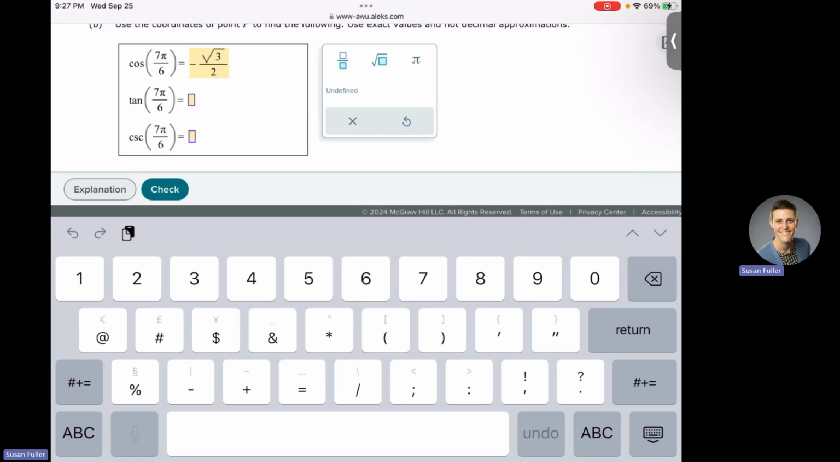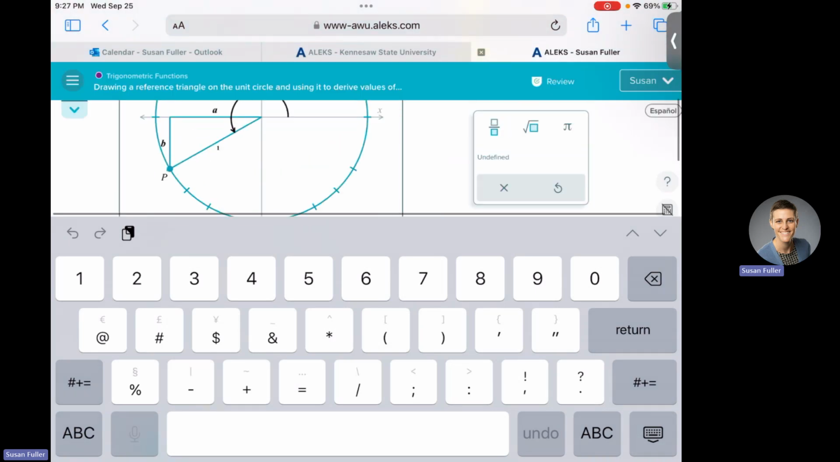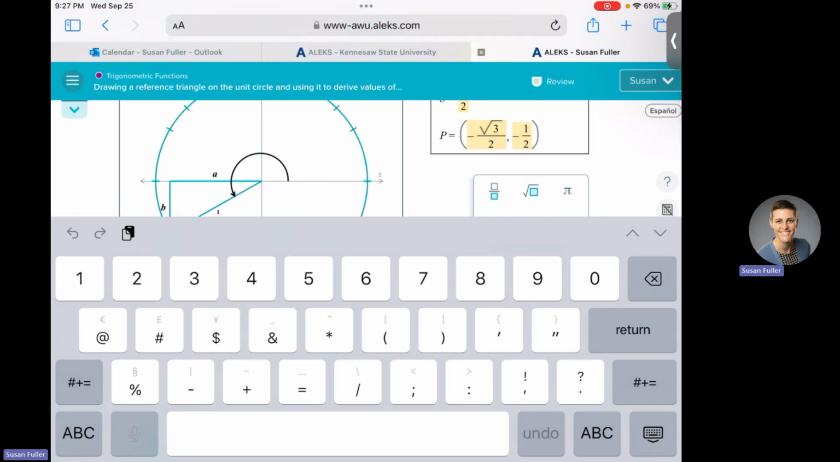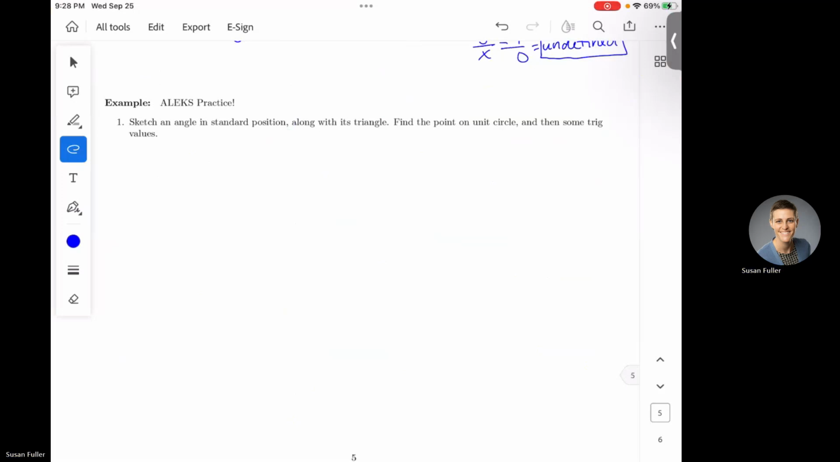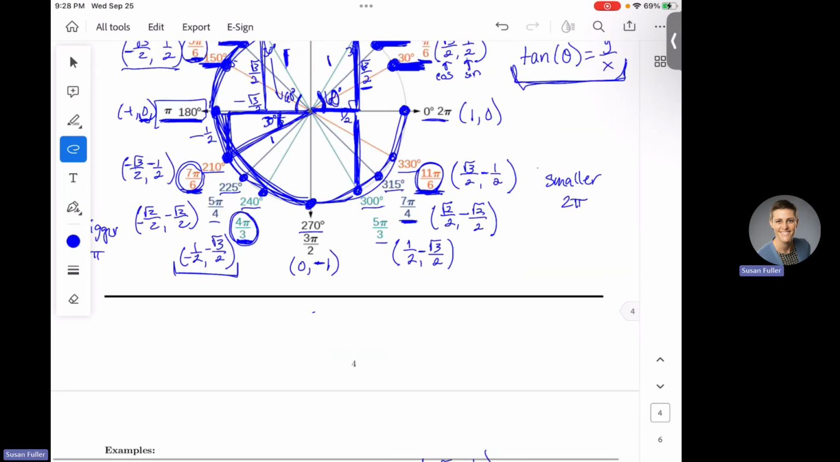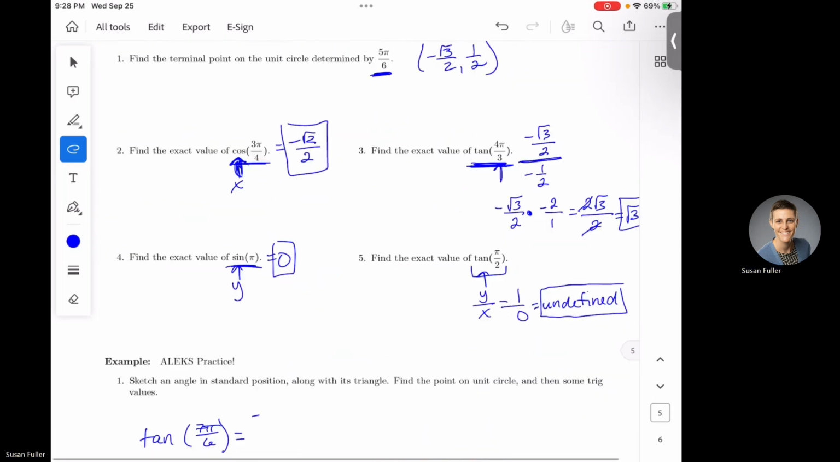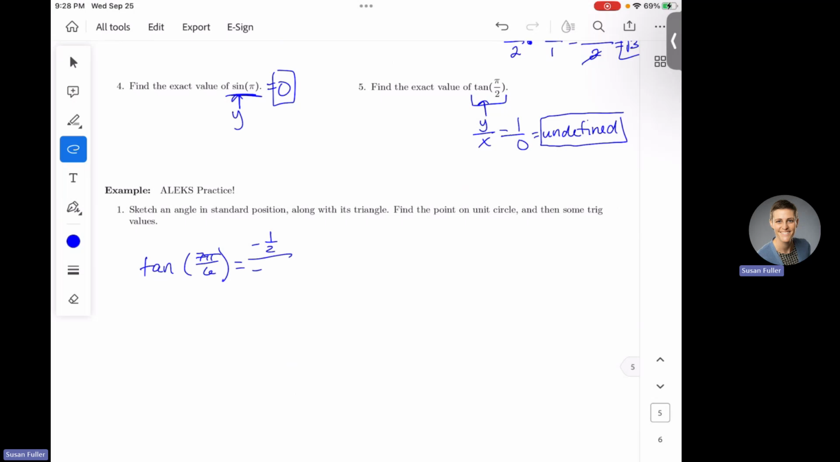The tangent of 7 pi over 6. How do we find the tangent on the unit circle again? Oh, that's right. The tangent is y divided by x. So I have to do negative 1/2 divided by negative root 3 over 2. I'm going to come back here to my scratch work and do the tangent of 7 pi over 6. We're here: y divided by x, negative 1/2 divided by negative root 3 over 2. There we go.